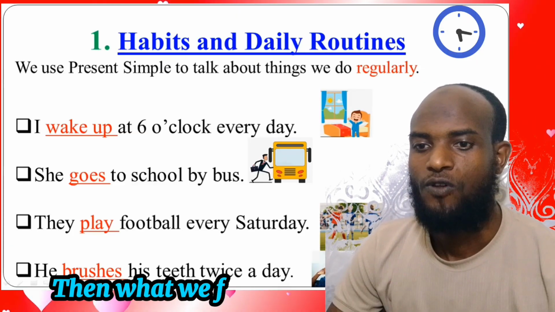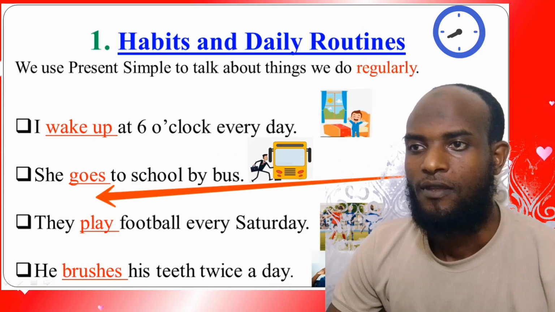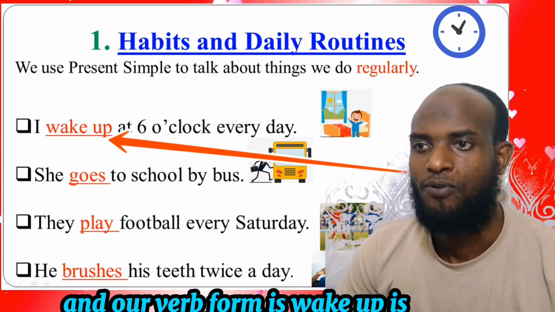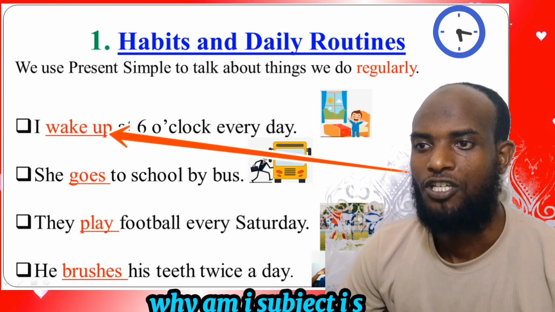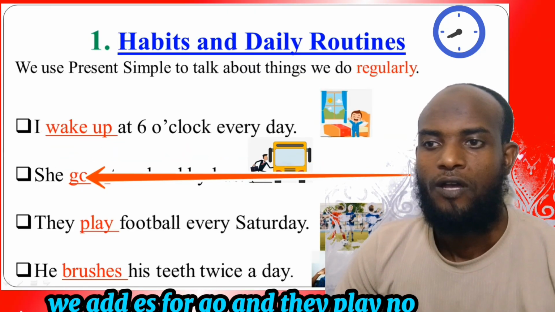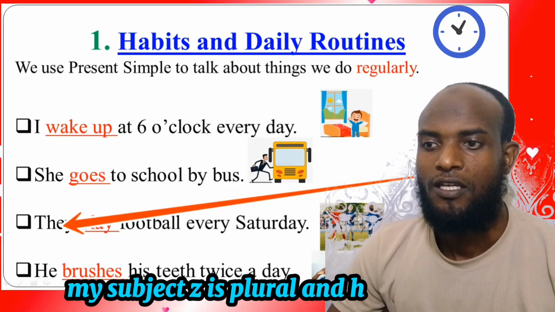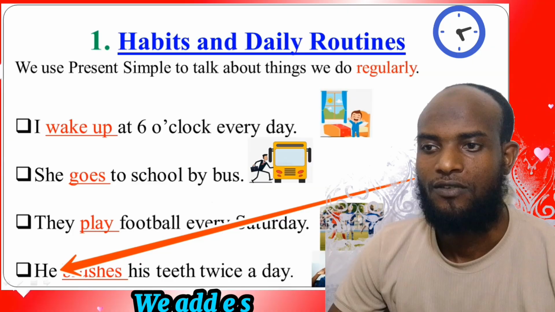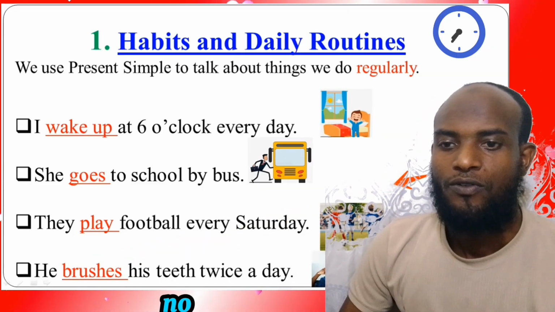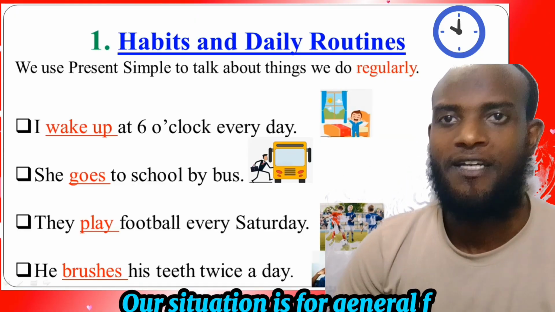Then we follow the subject, verb, object form with time adverbs, and our verb form is wake up, plural. Why? Because my subject is I. She goes, we add es for go, and they play, no s or es here. Why? My subject they is plural, and he is third person singular. We add es, right? Brushes. Excellent. You get it.